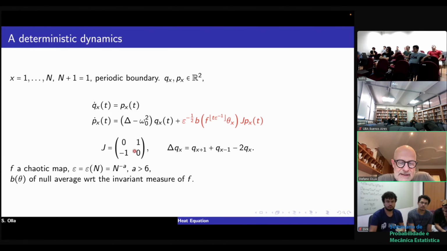J is this matrix here. This means that the effect of this noise is to rotate. Very important: q_x and p_x are now in 2 dimensions, so there are 2 components. Each atom has 2 degrees of freedom, so velocity has 2 degrees of freedom. And I'm rotating within this degree of freedom in a deterministic chaotic way.